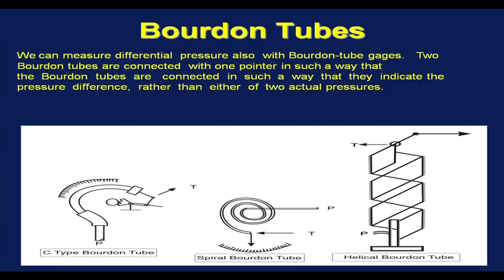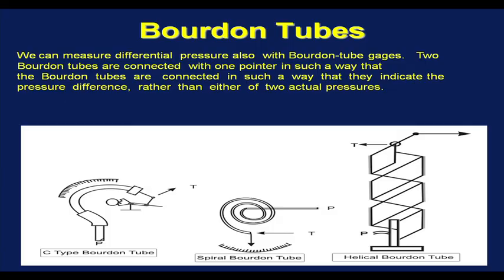We can also measure differential pressure with the help of a Boron tube. We need to use two Boron tubes for that. Two Boron tubes are connected with one pointer in such a way that the Boron tubes indicate the pressure difference.